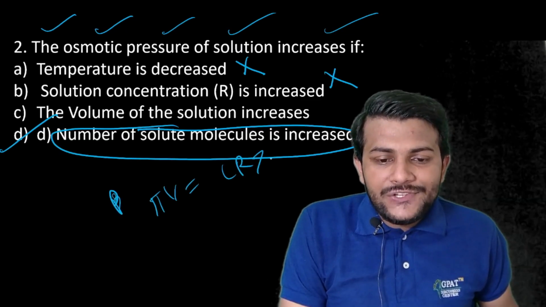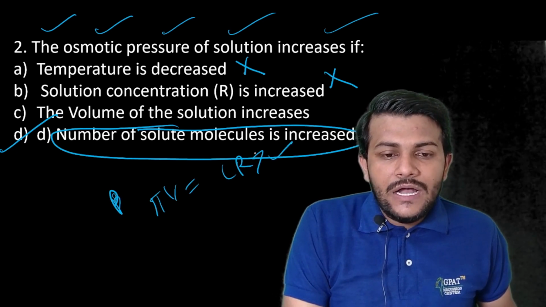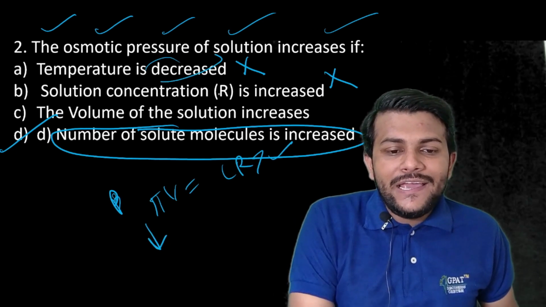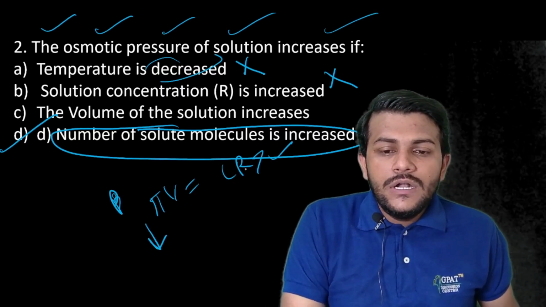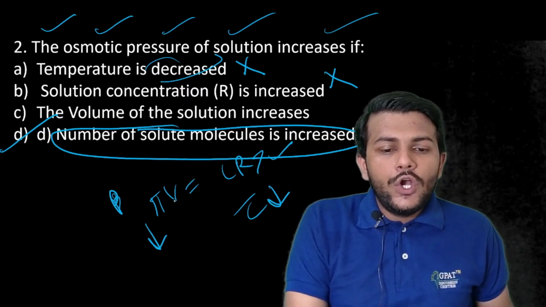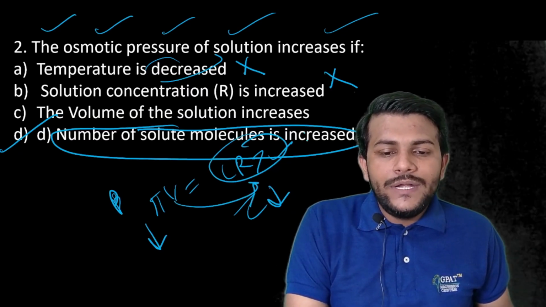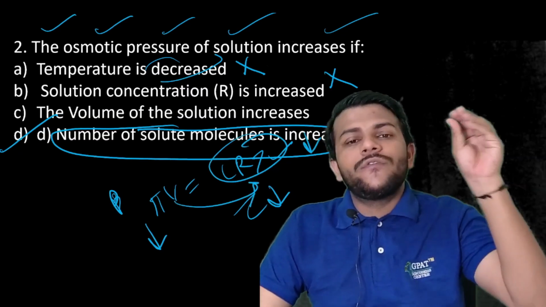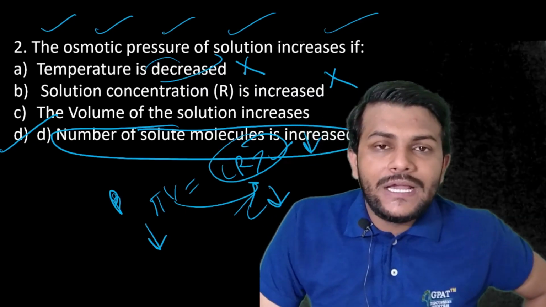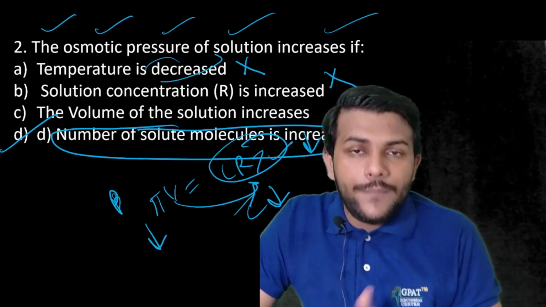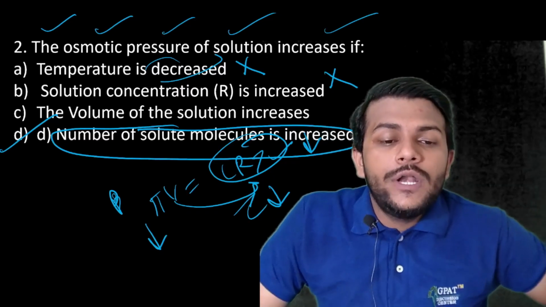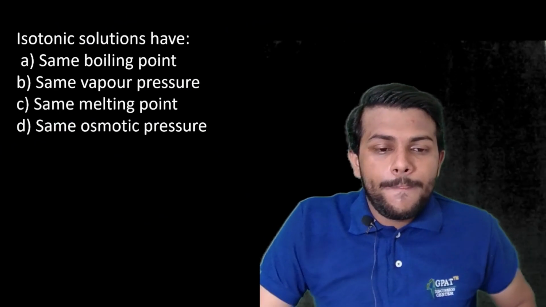So if temperature is decreased, osmotic pressure decreases. Second case, if concentration is decreasing, then osmotic pressure is also going to decrease. If volume is increasing, it is going to go down also. So osmotic pressure, a colligative property, is directly proportional to the number of solute particles. If the solute particles increase, then obviously the colligative property also increases.